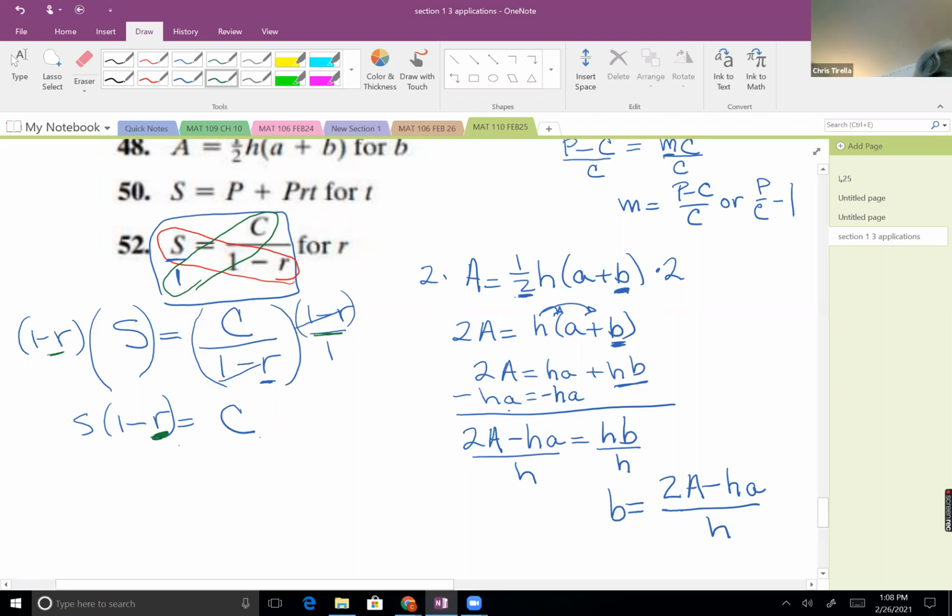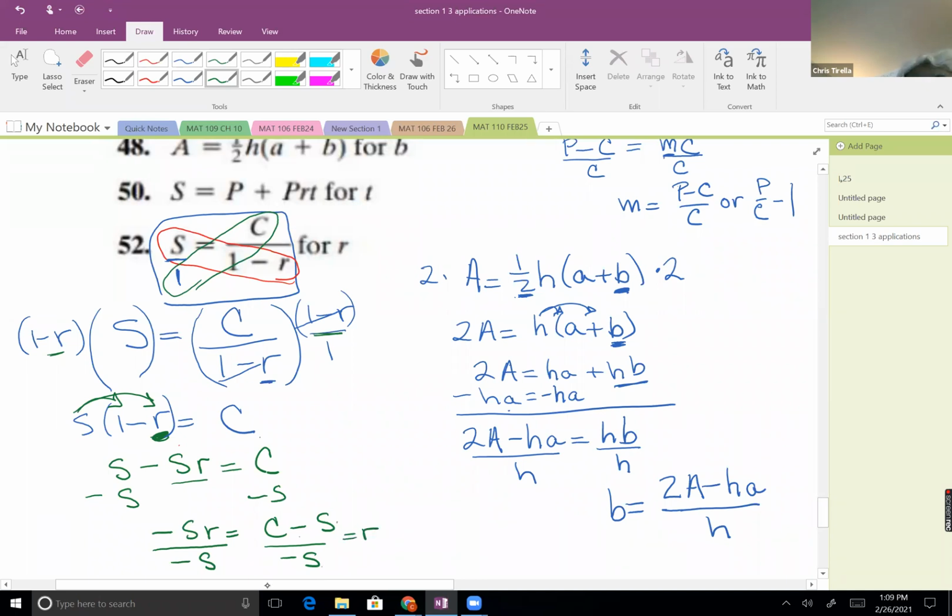Since we're trying to get the R alone, we have to get it out of the parentheses. To do that, we'll distribute. So that gives me S minus SR is equal to C. Then let's see, getting the R term alone, we'd have to subtract S from both sides, giving me negative SR is equal to C minus S. And then to fully isolate the R, we can divide by negative S. So we could get that R is equal to C minus S over negative S.